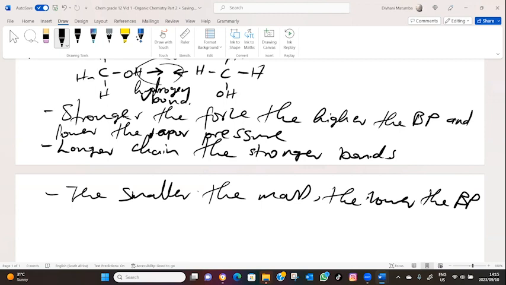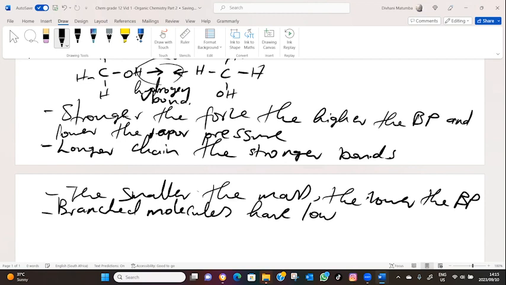Now, lastly, branched molecules have low boiling point. And that's about it. We're gonna move right along.